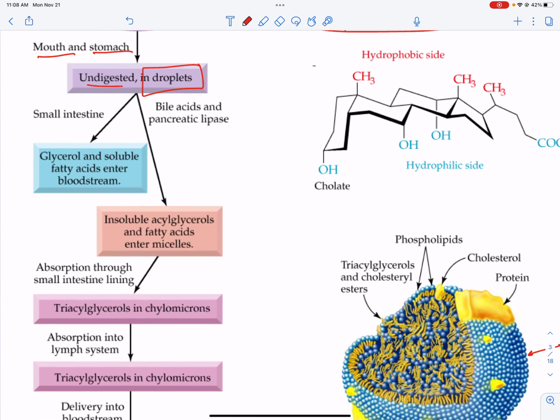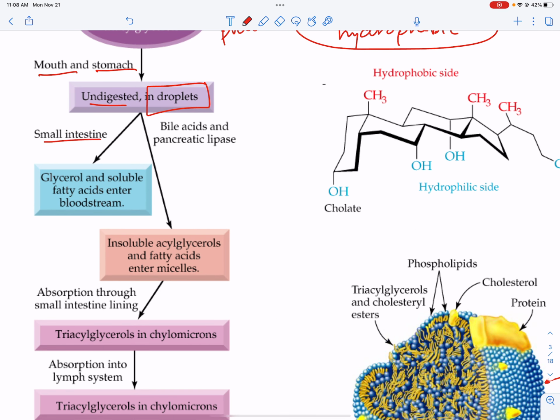Then we kind of have a split here, so I want to talk about this. In the small intestine, after we get some digestion, we can break apart triacylglycerols into glycerol and their fatty acids. Glycerol is soluble because, remember, I'll draw it real quick again. We have all these very water-soluble alcohol groups, so glycerol can go right into the bloodstream.